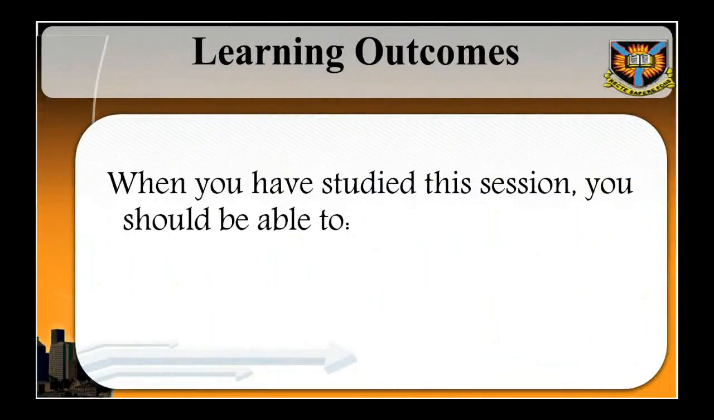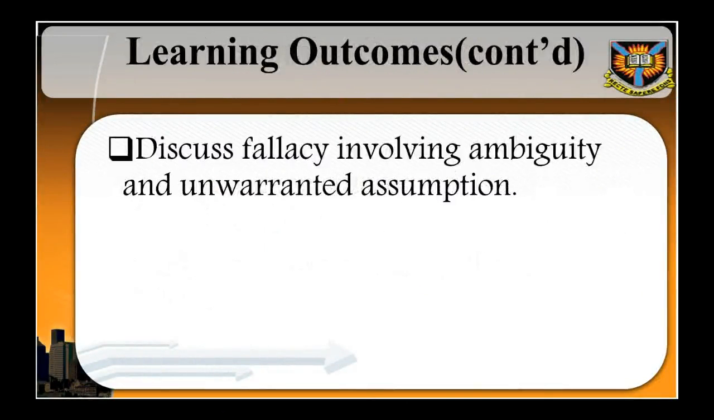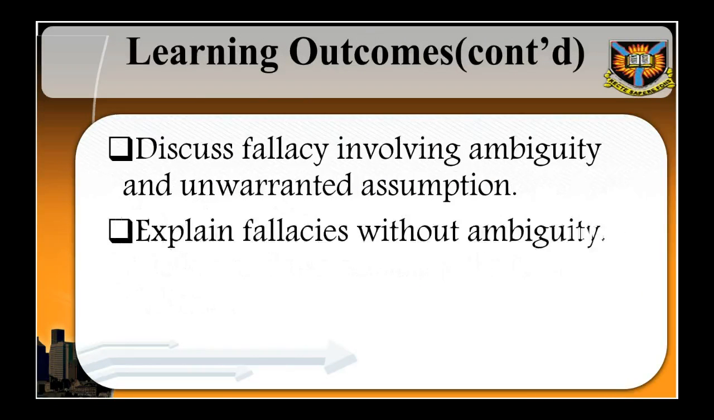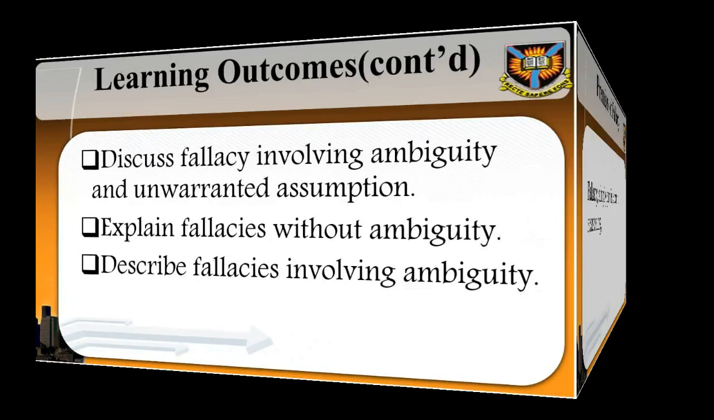Learning outcomes. When you have studied this session, you should be able to: 1. Define and use correctly the term fallacy. 2. Discuss fallacy involving ambiguity and unwarranted assumption. 3. Explain fallacies without ambiguity. 4. Describe fallacies involving ambiguity. Premises of fallacy.